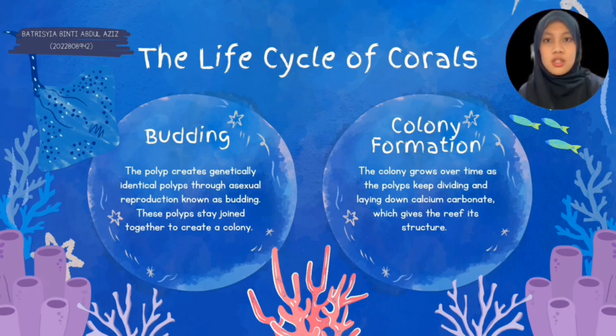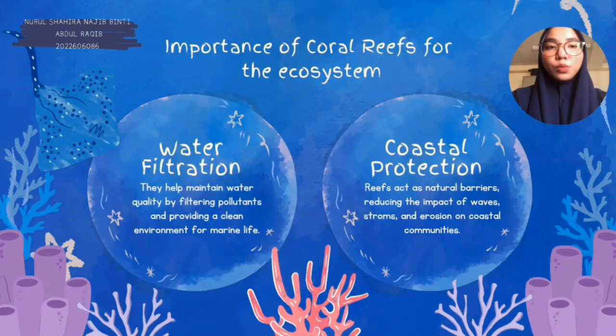These polyps stay joined together to create a colony. The colony grows over time as the polyps keep dividing and laying down calcium carbonate, which gives the reef its structure. Okay, now I would like to explain about the importance of coral reefs for the ecosystem.